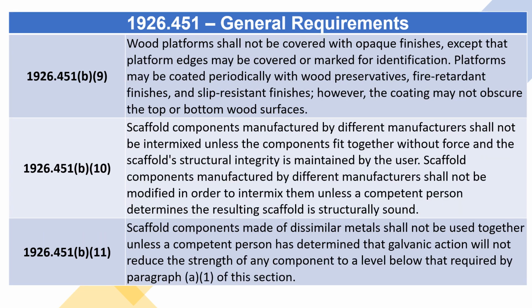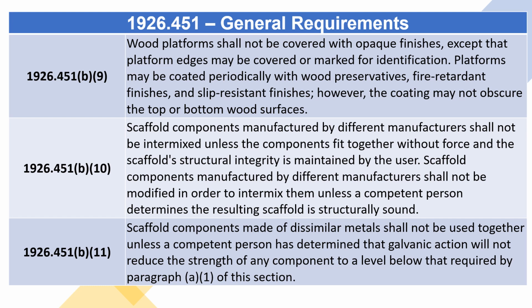1926.451(b)(9): Wood platforms shall not be covered with opaque finishes, except that platform edges may be covered or marked for identification. Platforms may be coated periodically with wood preservatives, fire-retardant finishes, and slip-resistant finishes. However, the coating may not obscure the top or bottom wood surfaces.